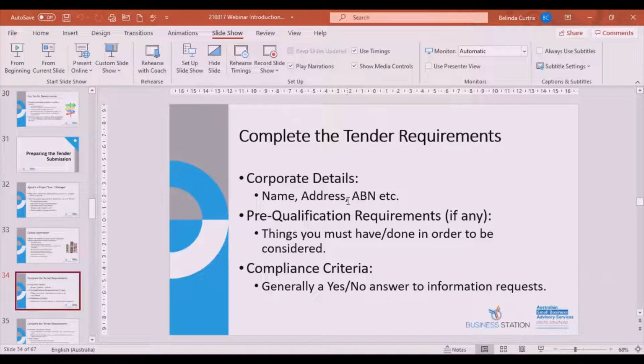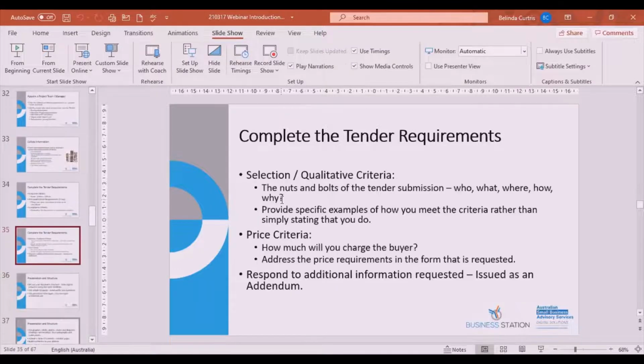The compliance requirements. So generally a yes, no answer. And I'll talk about these in a little bit more detail later, but then the selection criteria. So that's the nuts and bolts of it. That's where you go and talk about how you can actually deliver the tender itself, the buyer's scope of works or specification, and then the price criteria.